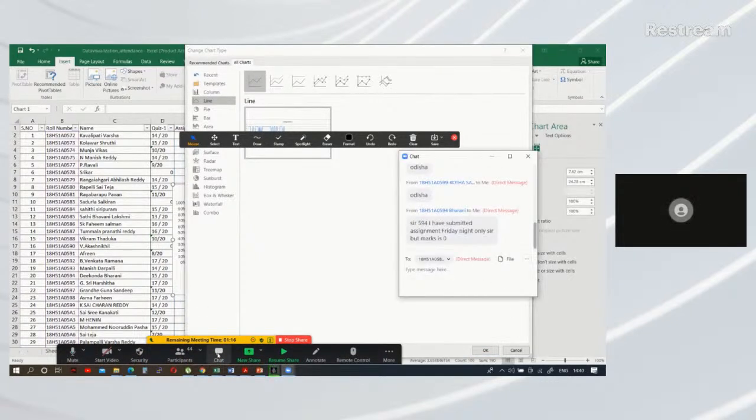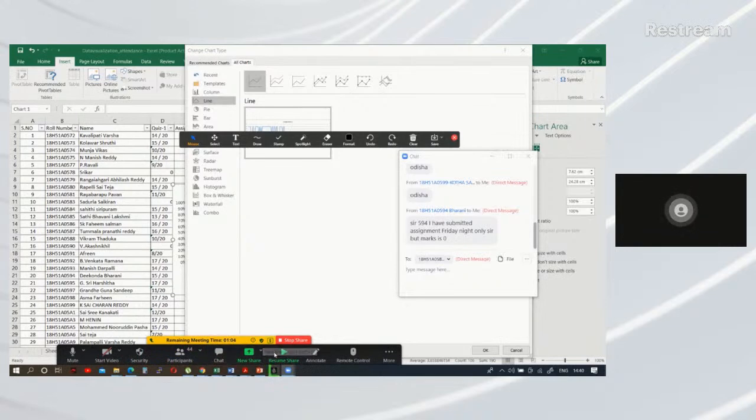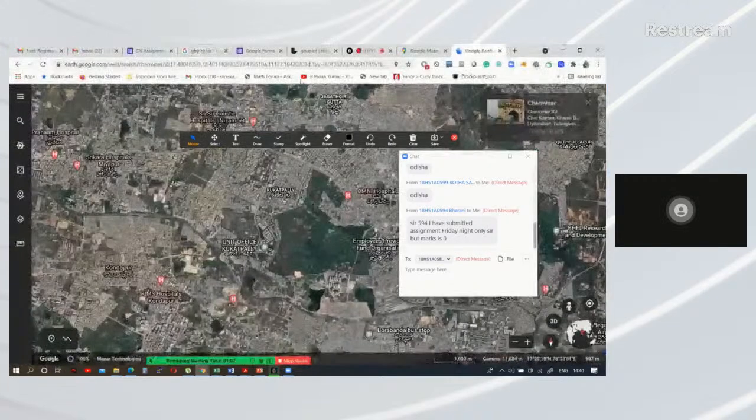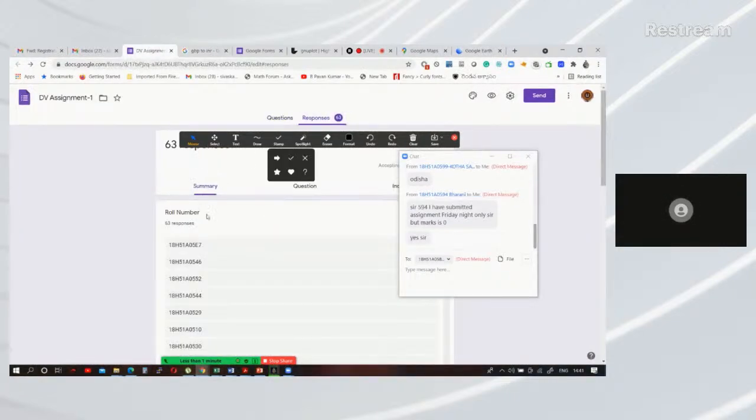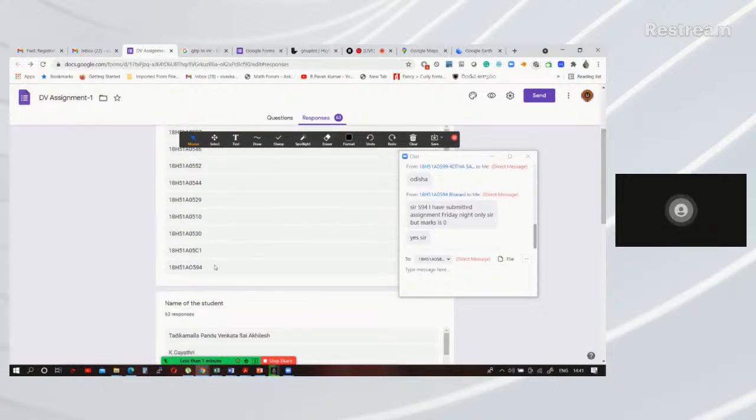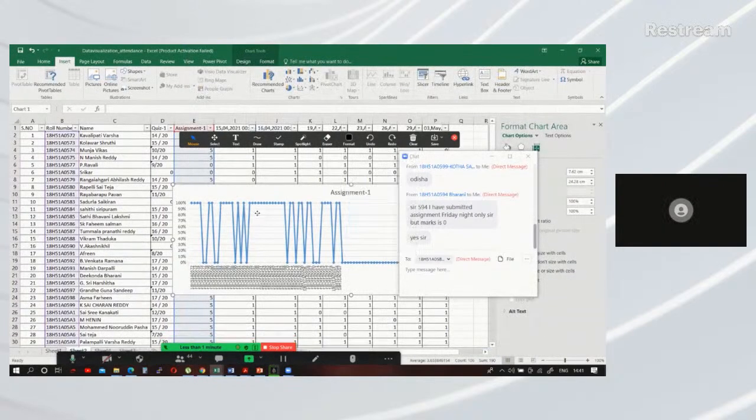Sorry. Barani, roll number 594, says I submitted the assignment Friday night only, sir, but my marks is 0. Is it so, Barani? These are all the assignments I received. Yes, Barani, I received it. Oh, instead of 0, you have given an O. That is the way my entry is missing. Sorry for that, I will change it.